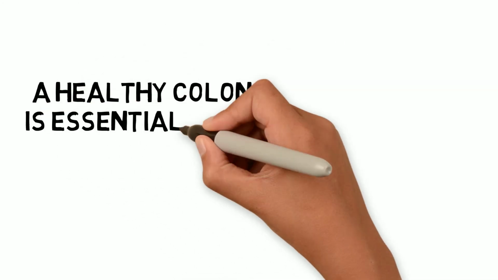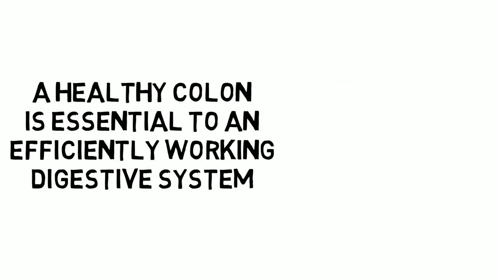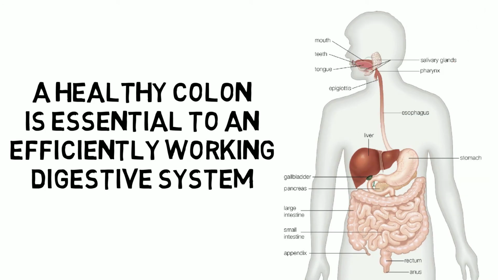A healthy colon is essential to an efficiently working digestive system. If one part of your digestive system isn't working right, it can interfere with the overall process of breaking down food and removing waste from the body. The digestive system consists of the mouth, esophagus, stomach, and small intestine. Each part has a unique role in breaking down and absorbing calories and nutrients from food.